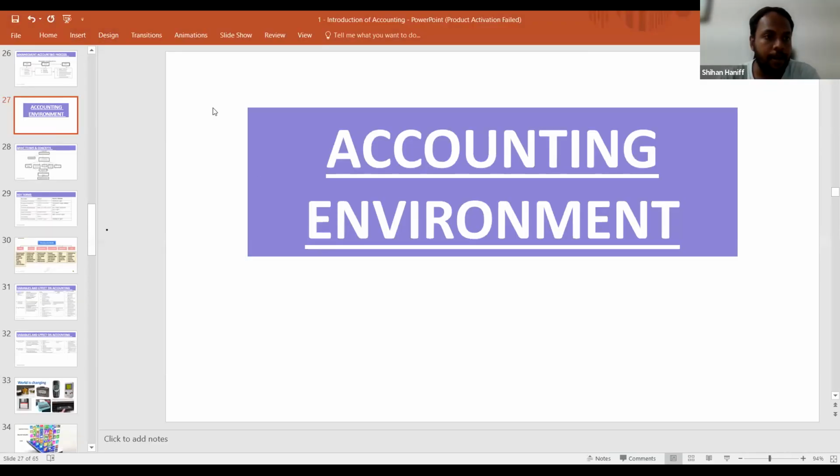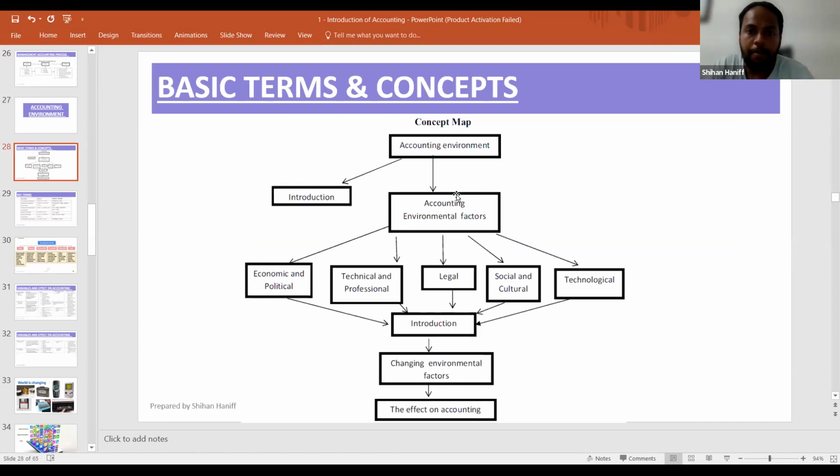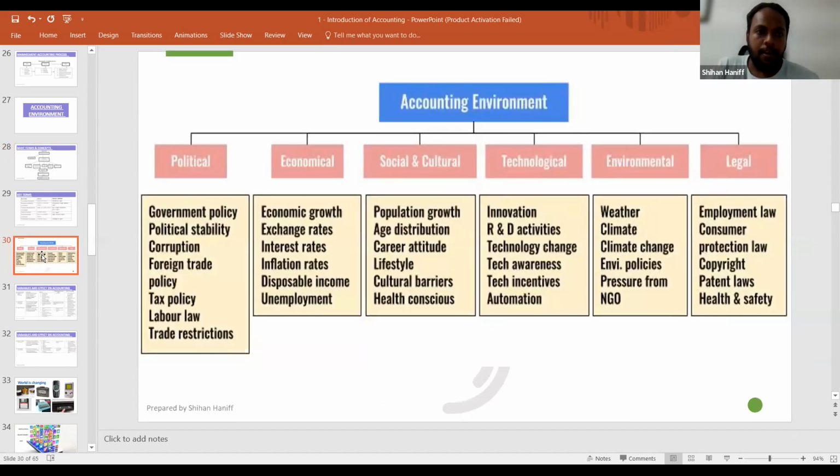Accounting environment. Okay. So this is the concept map. This concept map is given in the teacher's guide. So basically, I use the teacher's guide and past papers. Only those two. So accounting environment: the introduction and the factors. Economic, political. Let me explain in my mind map. This is the accounting environment.